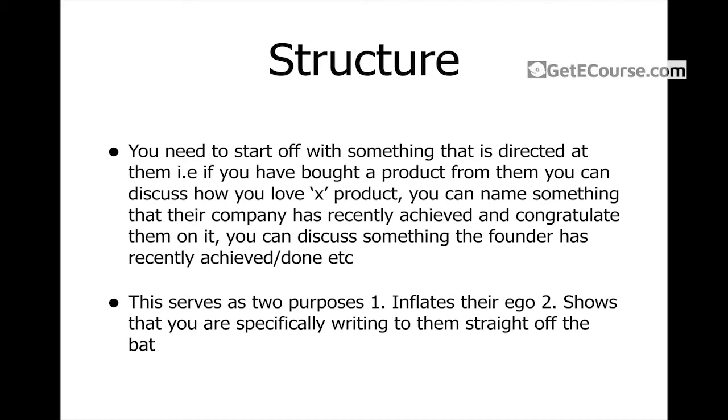Okay, so let's talk about the structure of personalized emails. First things first, you need to start off with something that is directed at them. For example, if you've bought a product from them, you can discuss how you love X product. You can name something that their company has recently achieved and congratulate them on it. Or you can discuss something the founder has recently achieved or done. I mean, really the list goes on. Anything that is personalized to that company, anything that the company would read and know instantly that you've created that email directly to them, and that it just wouldn't make sense if that email was sent to another company. That wants to be how you start off the email, because that's going to catch their attention.